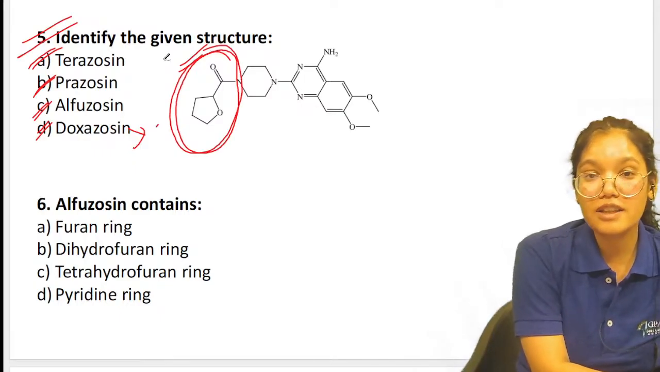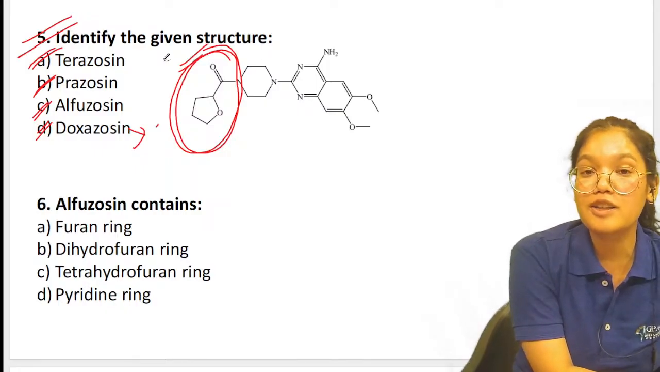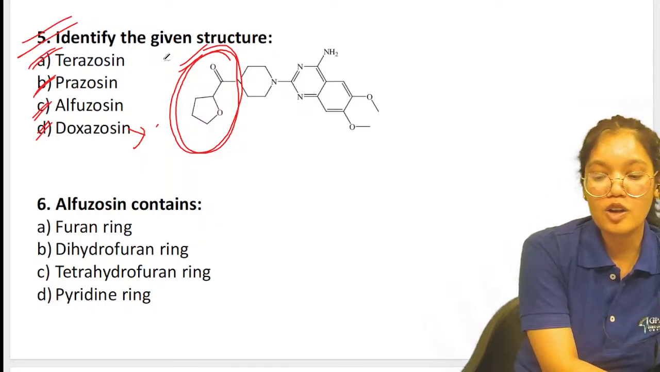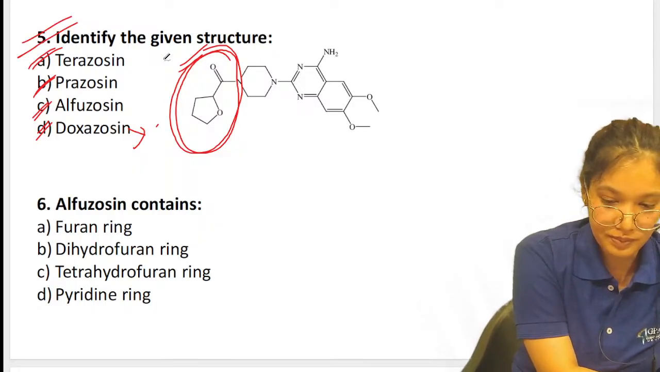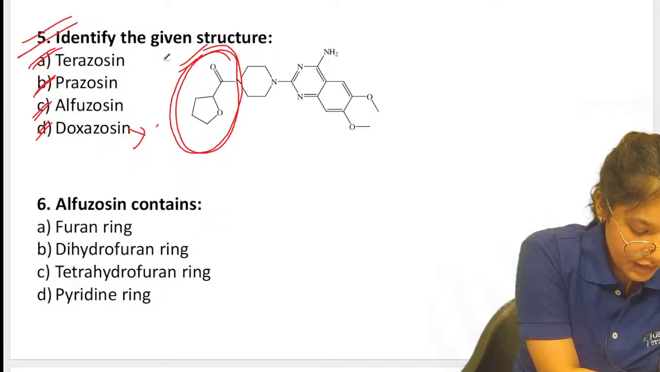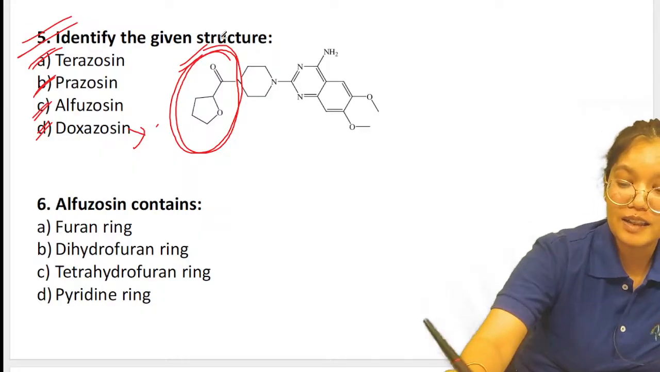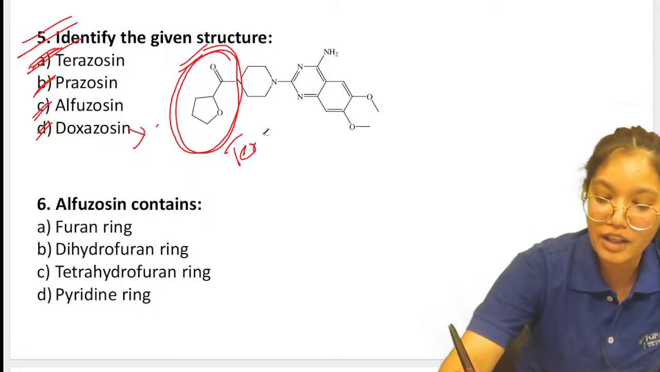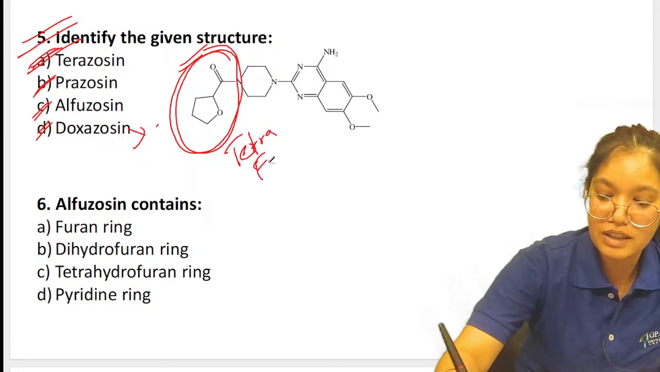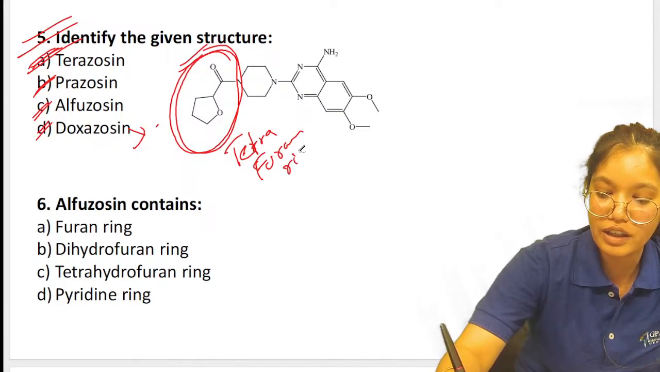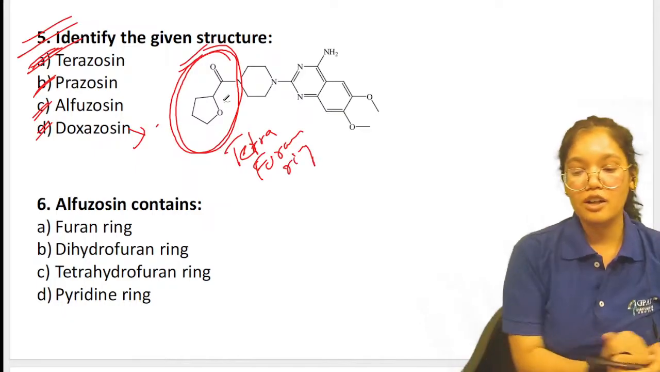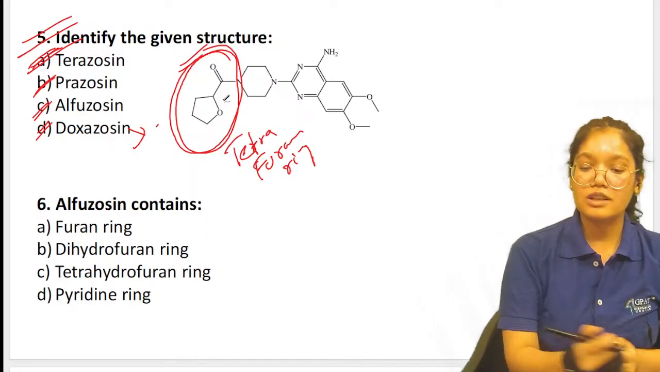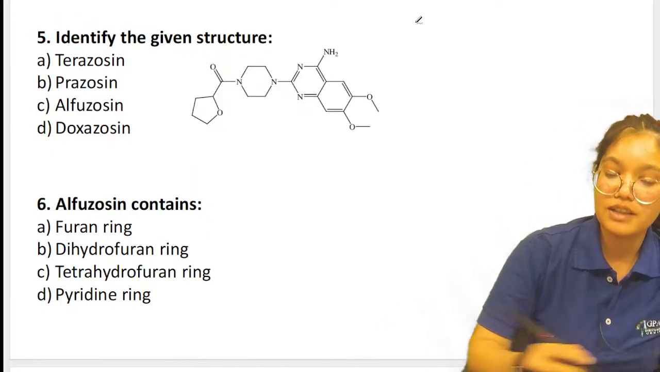Prazosin contains the furan ring. This is not a furan ring. Look properly. Yes, the answer is A. It is terazosin. Terazosin contains the tetrahydrofuran ring. It is not aromatic. Look, it is a tetrahydrofuran. So the answer is terazosin.